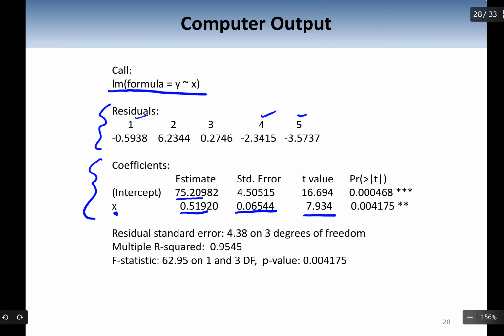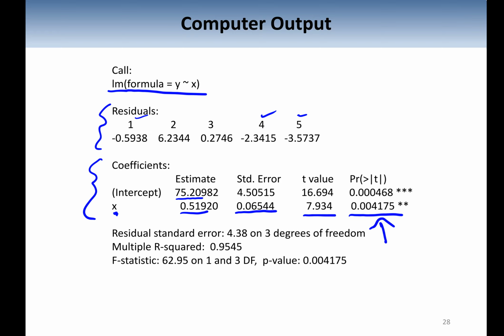Here is our t-value. We got 7.93. The computer's going to have a little more precision. They went one more decimal place. And here is the exact p-value. It was 0.004175.